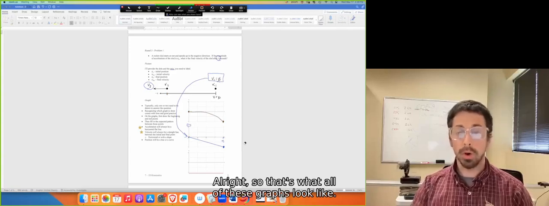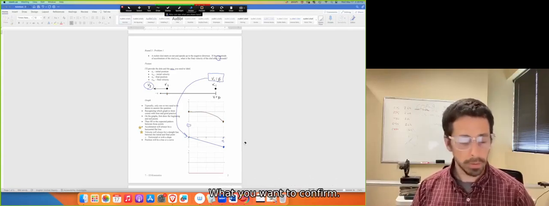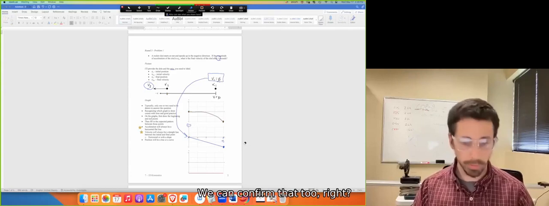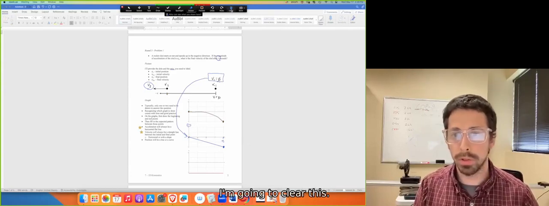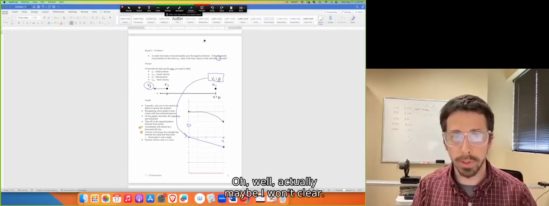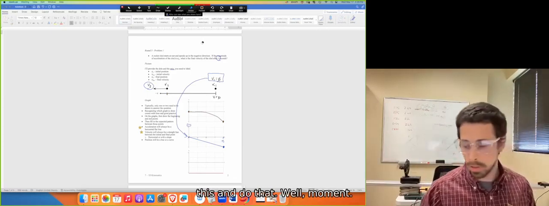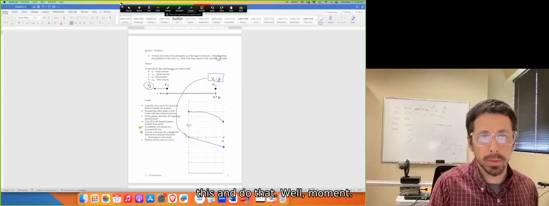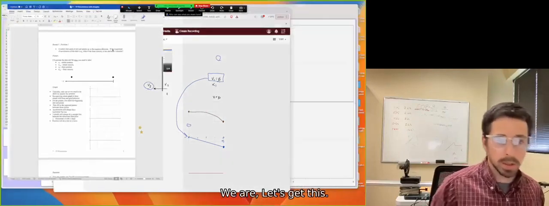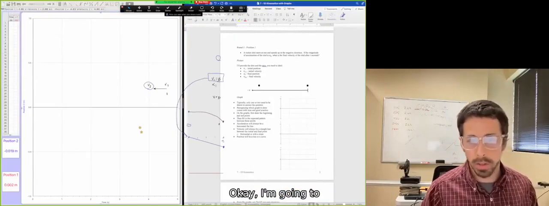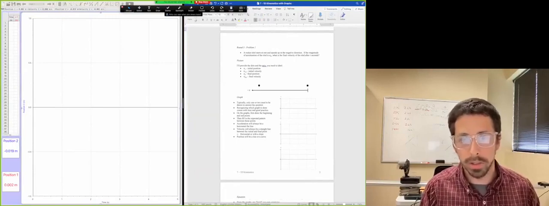All right, so that's what all these graphs look like. You want to confirm? We can confirm that too, right? I'm going to clear this. Oh, well, actually, maybe I won't clear it yet. Let's see if I could do this. Nope, didn't do that. One moment. There we are. Let's get this. Okay, I'm going to clear all.